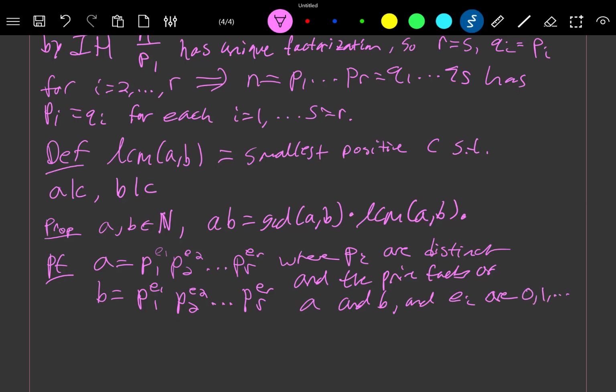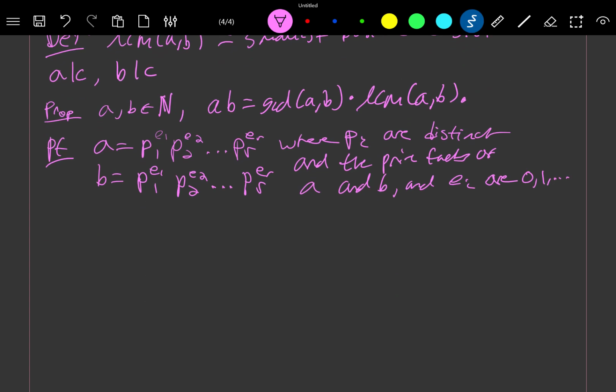So here, for example, if we take, say, 12 and 15, if we think of 12, this is 2 squared times 3, because it's 4 times 3, but we're also going to think of this as times 5 to the 0. And 15 is going to be 2 to the 0 times 3 to the 1 times 5 to the 1.